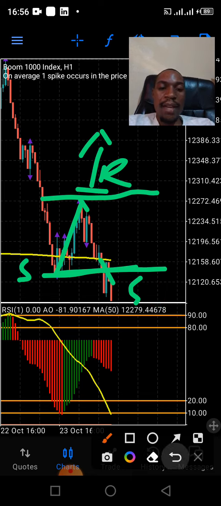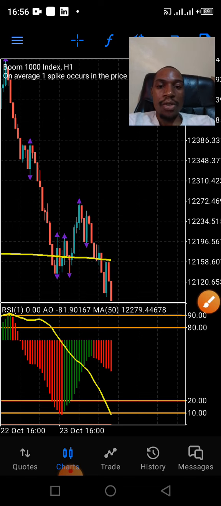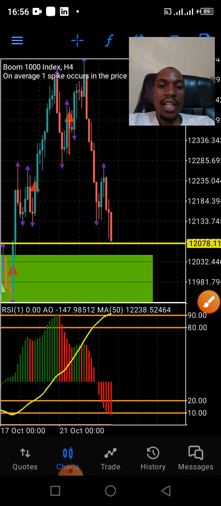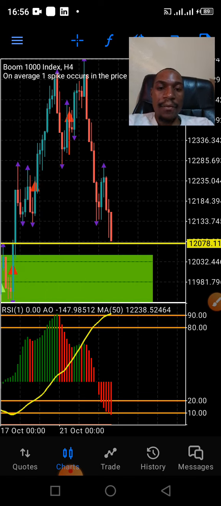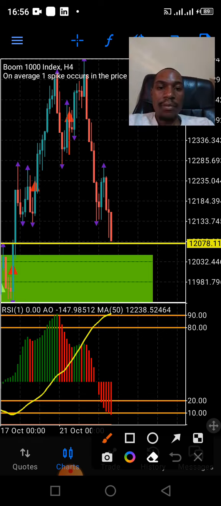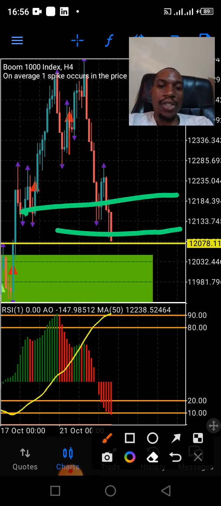So this is an example of smart entry. So if you entered from here, because this is where the breakout was, from here it could have been a sell. So it will go as far as there.